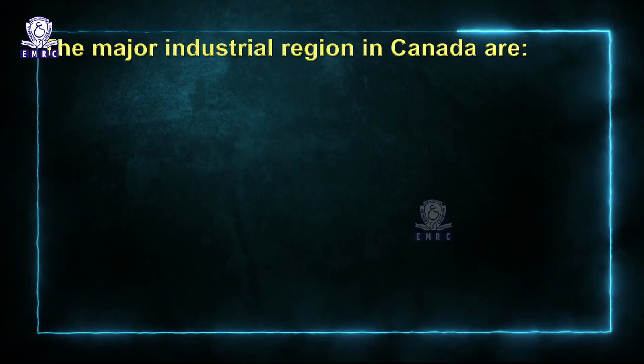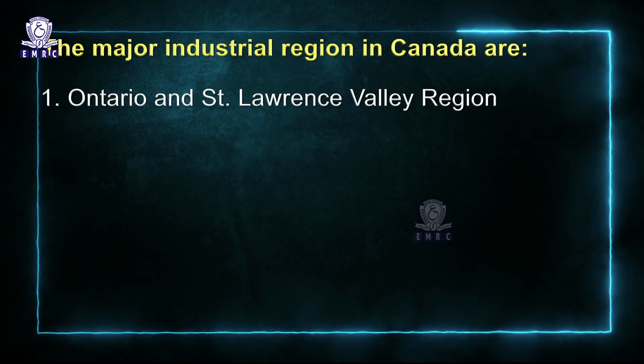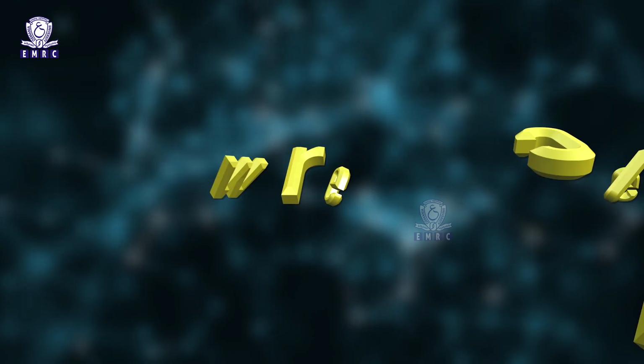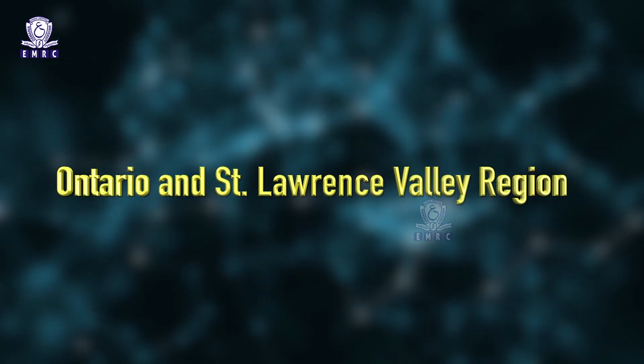Canada is the second biggest industrial country in North America. Here, manufacturing activities are highly developed. In 1995, manufacturing activities earned 31% and in 1997, nearly 23% were directly engaged in industries. The major industrial regions in Canada are Ontario and St. Lawrence Valley. The second one is the Prairie region and the third one is the Pacific coastal region. So, let me begin with the Ontario and St. Lawrence Valley.